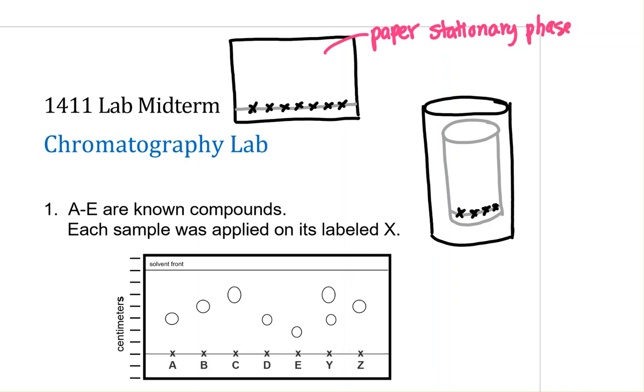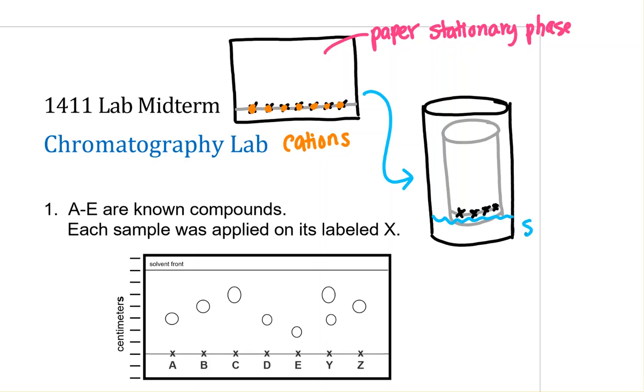And then we drew a line and some X's, and we dotted our solutions on the X's that are on this kind of the start line. Our solutions had cations in them, which are positive ions, positive metal ions. And then we rolled up the paper and we put it into a beaker that had a solution.